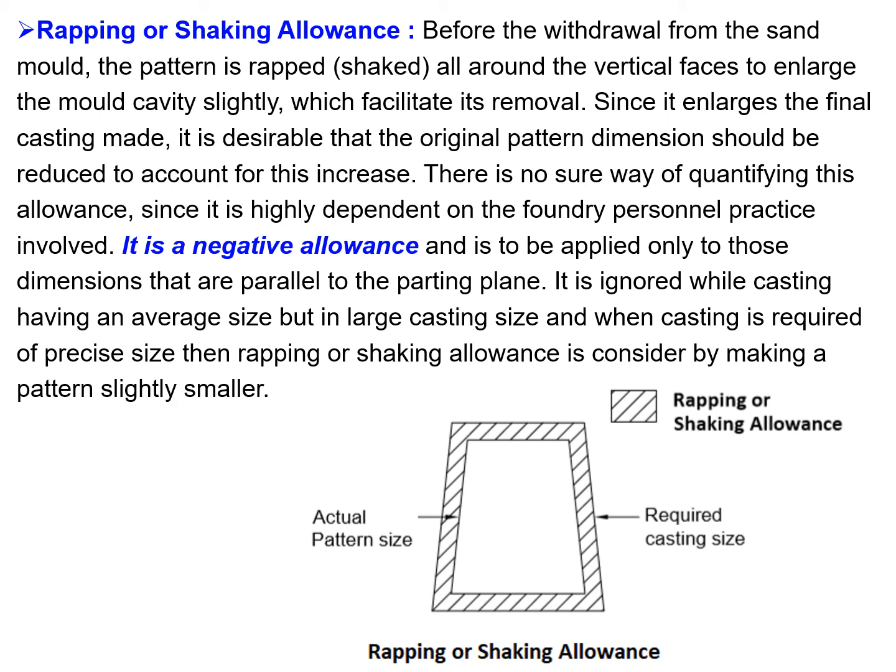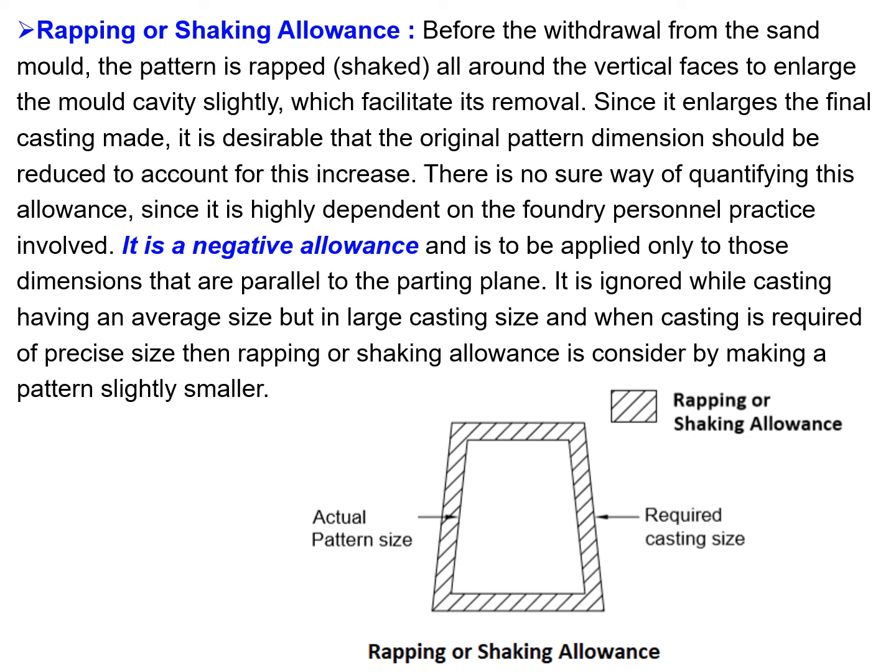Rapping allowance. Before withdrawal from the sand mold, the pattern is rapped all around the vertical faces to enlarge the mold cavity slightly, which facilitates removal. Since it enlarges the final casting made, it is desirable that the original pattern dimensions should be reduced to account for this increase. There is no sure way of quantifying this allowance, which slightly depends on the foundry person's practice involved. It is a negative allowance and is to be applied only to dimensions that are parallel to the parting planes.